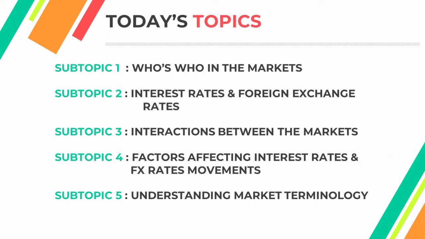As for our topic 2, we have 5 subtopics that we can achieve in this topic. For subtopic 1, we have who's who in the markets. Subtopic 2 is the interest rates and foreign exchange rates. Subtopic 3 is the interactions between the markets. Subtopic 4 is the factors affecting interest rates and FX rates movement. And last but not least is subtopic 5, which is understanding market terminology.